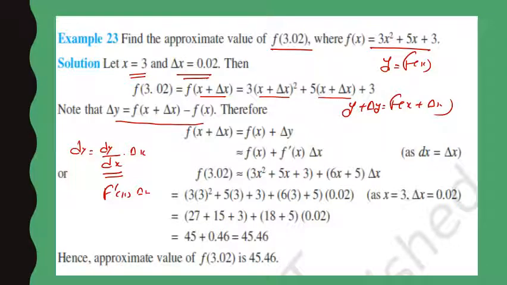Now f of 3.02 is equal to, so what you can write? This you expand, then collect like this: 3x squared plus 5x plus 3 plus (6x plus 5) into delta x. So you can write it as 3 into 3 squared plus 5 into 3 plus 3 plus (6 into 3 plus 5) into delta x, which is 0.02. So 27 plus 15 plus 3 plus, like that you are calculating. So what is the calculation? 45.46. Okay.